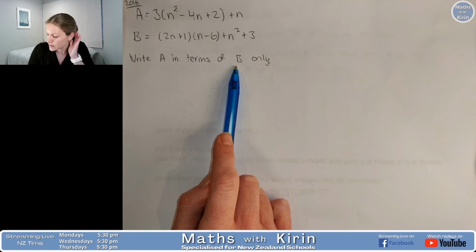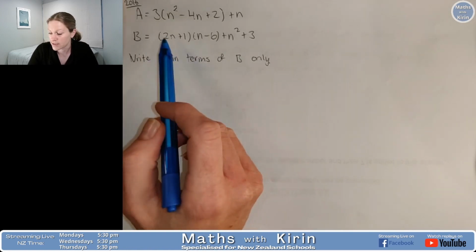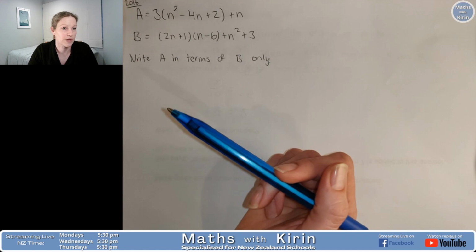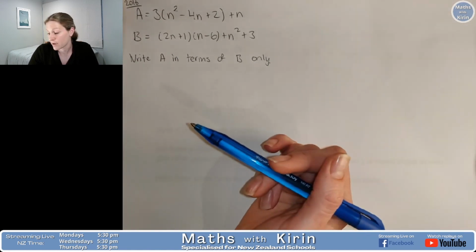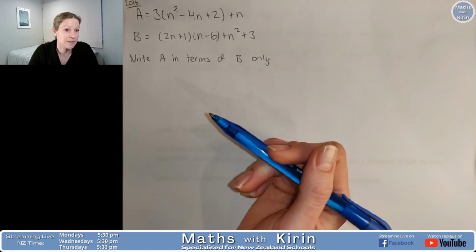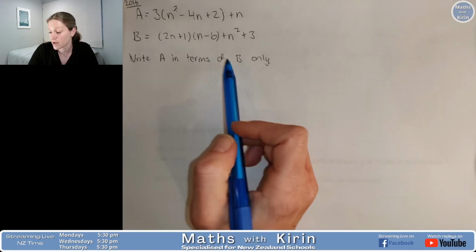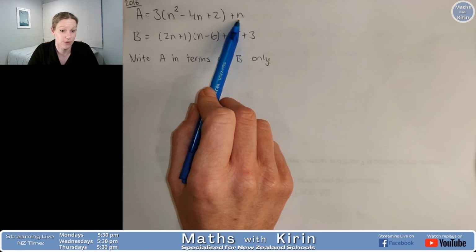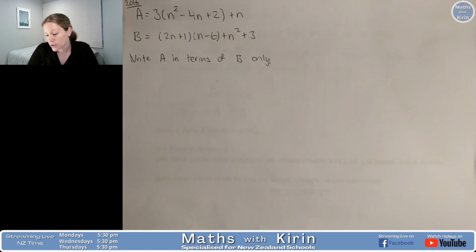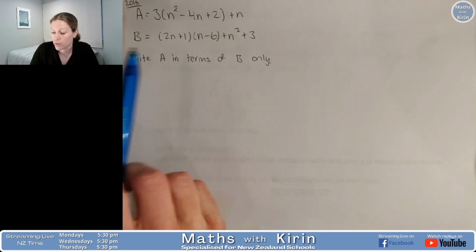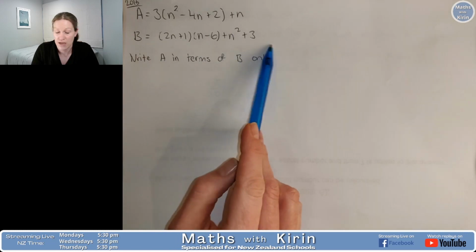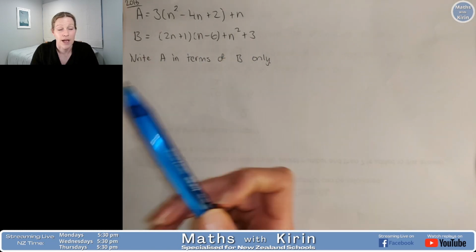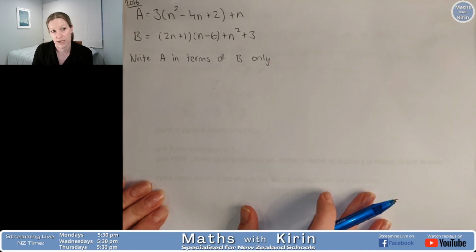So what that means is that we want to get a equals, and instead of having all of these n's, we just want to have a b. We may have some numbers that we're adding and subtracting to the end of that, so it won't necessarily just be b, but we don't want to have any n's, is really what that's trying to ask us to do. So the first thing would be to expand both a and b, and let's just see what happens. And from there, we might be able to find a way forward.